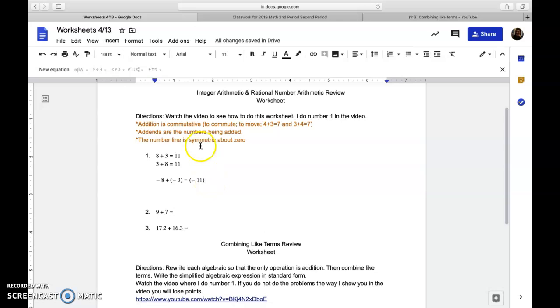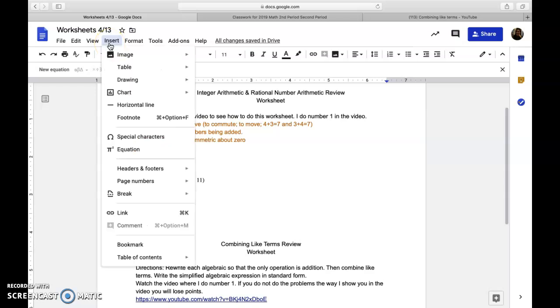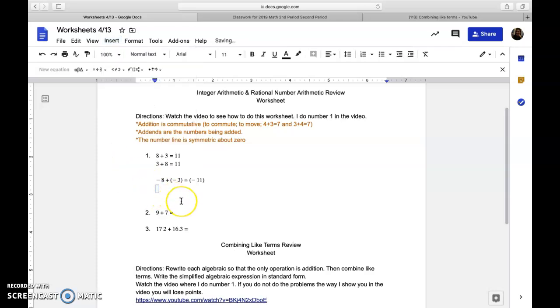But now addition is commutative. Again, addition is commutative. It doesn't matter if the numbers that I'm adding are negative or not. Addition is always commutative. So negative 8 plus negative 3 is the same as negative 3 plus negative 8. That's going to equal negative 11 as well.